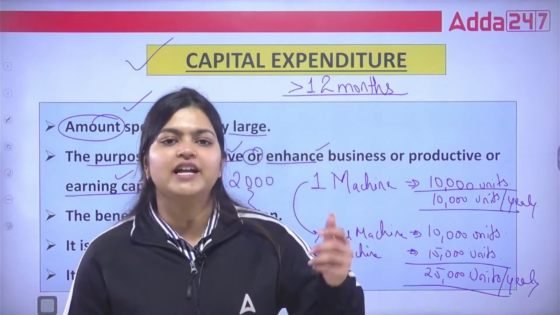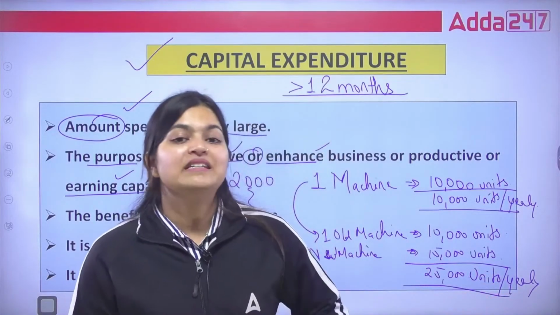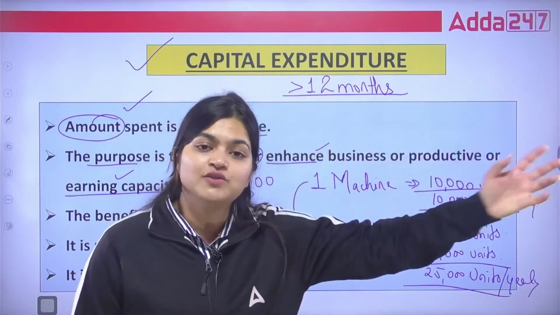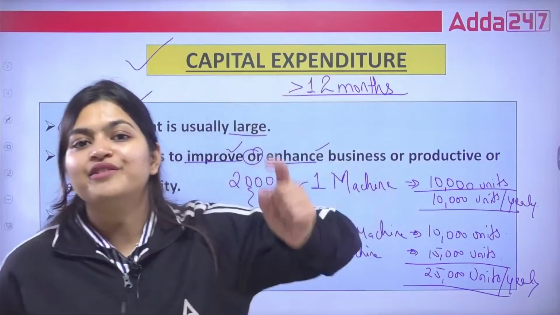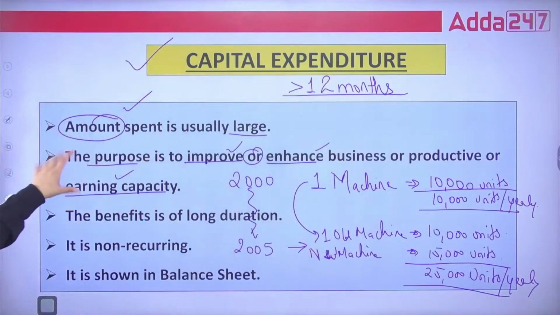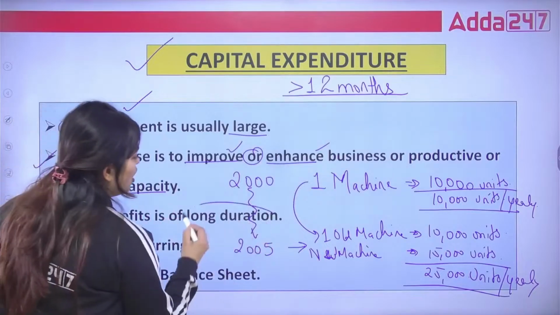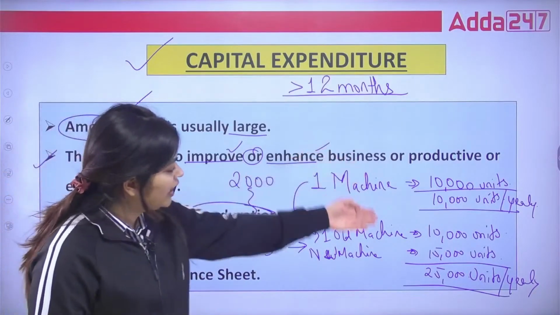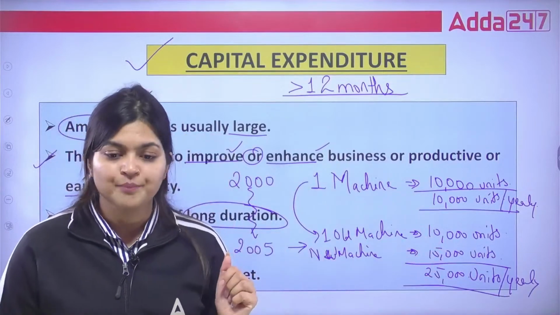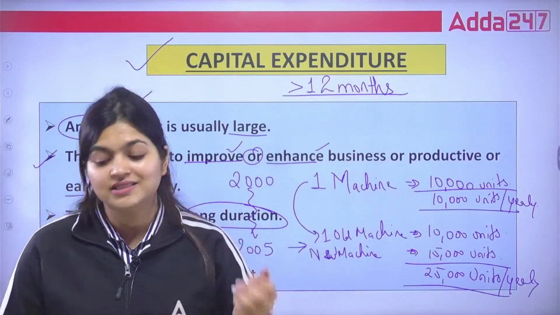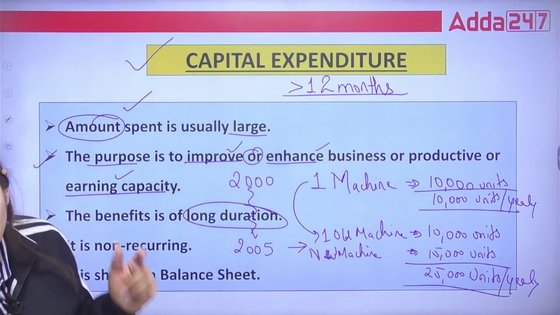Earlier I used to produce only 10,000, but now I'm producing 25,000. So I'm going to sell more goods and earn more revenue. Yes, this is what this particular statement is talking about. Then the benefit is also a long duration benefit. See, here only in 5 years I produce 50,000 units, and I will use this machinery for the next 10 years also. So that is the benefit.